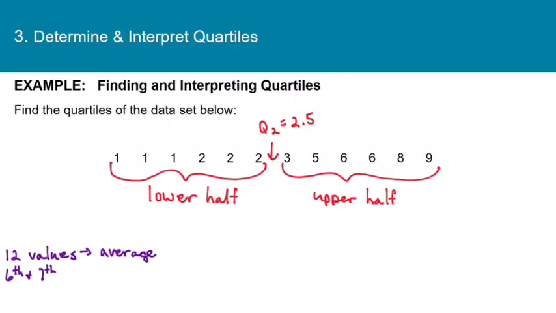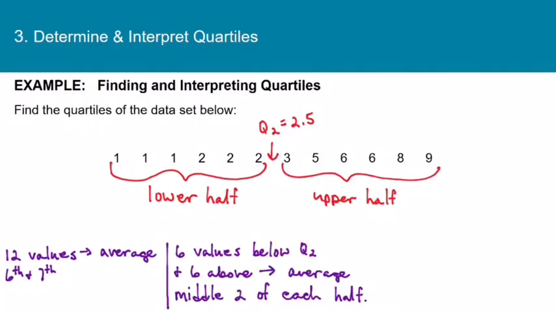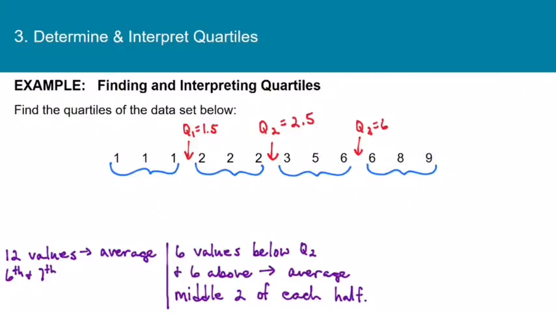the upper half. And so now we have 6 numbers in the lower half, so Q1 will be the average of these two numbers, which is 1.5, and Q3 will be the average of these two numbers, which is 6. So now again, notice there are 3 numbers that are to the left of Q1, 3 numbers between Q1 and Q2, 3 between Q2 and Q3, and 3 that are above Q3.